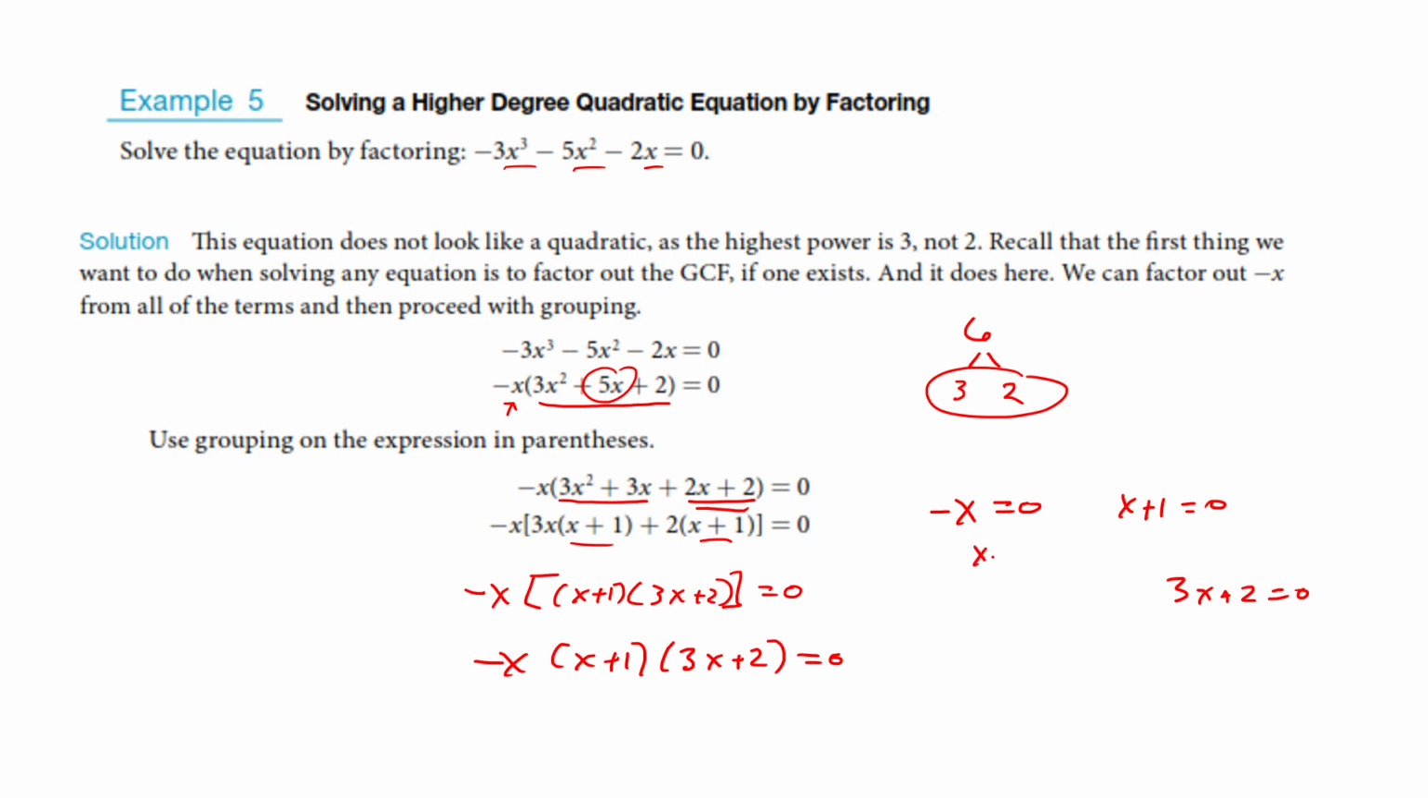Now solving each of these, this is still going to get x is 0, x is negative 1. Now I did this in one step, but I sent the 2 over, divided by 3. So I have 3 answers there. All 3 of these would be solutions.